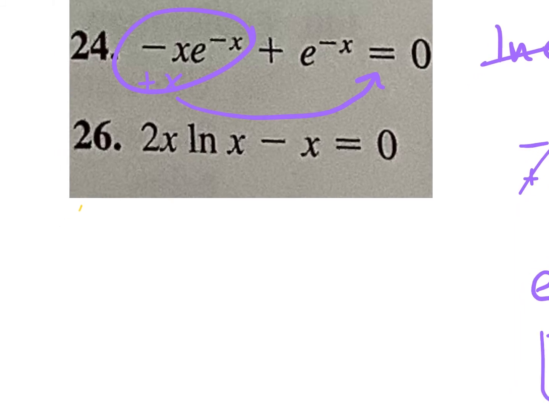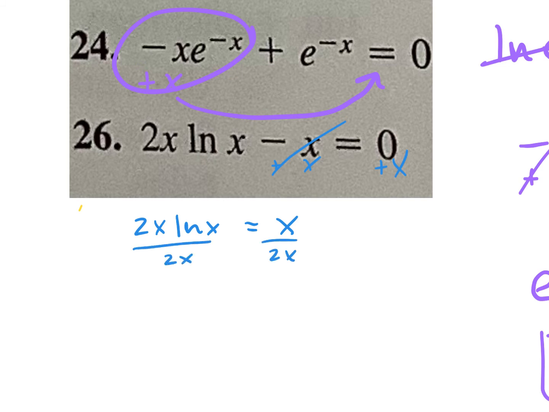So first thing, I'd probably, so 2x ln of x is equal to x. Just added it. I can divide both sides by 2x. So ln of x is equal to 1/2.